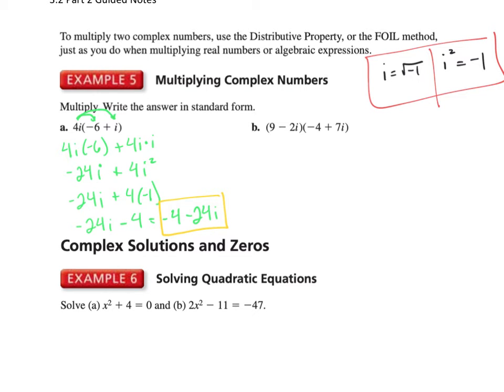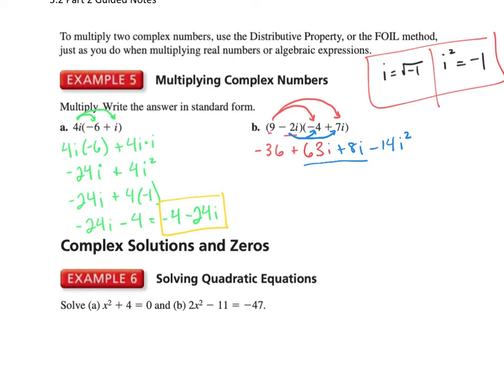Let's look at B. B is a binomial times a binomial, and if you remember back in algebra, we are going to FOIL, or just distribute. So you take both 9 and -2i and multiply it by -4 and 7i. So let's start with the 9. So 9 times -4, -36. 9 times 7i is 63i. And then we move on to the -2i and multiply it by everything. So -2i times -4 is a +8i. -2i times 7i is a -14, i times i is i squared.